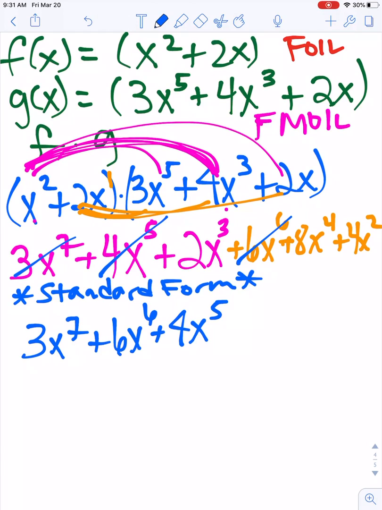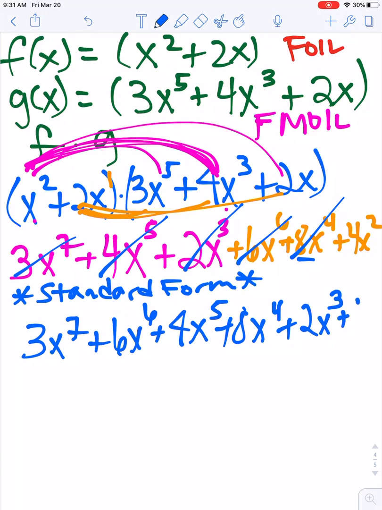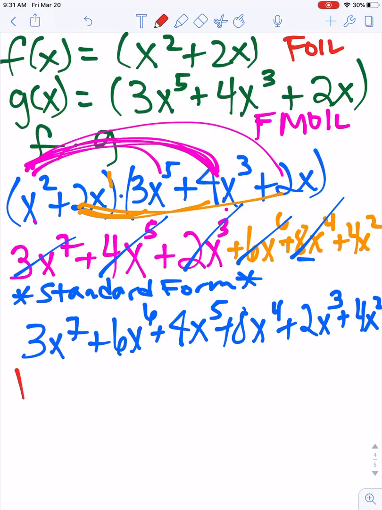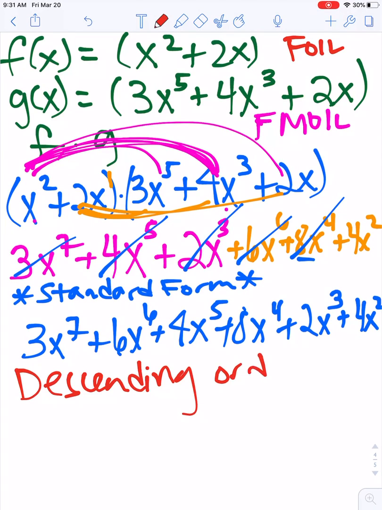Do I have any x fourth terms? Oh, look, I have one of them right here. So I have plus 8x to the 4th. Then I'm going to look for my x cubed. And x cubed is 2x cubed. And then an x squared gets me 4x squared. So again, remember, standard form just means writing them in descending order. Descending order just means biggest to smallest. Writing them in descending order in standard form was the last piece that we had to do.